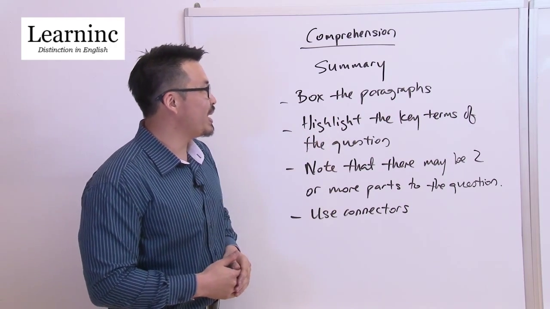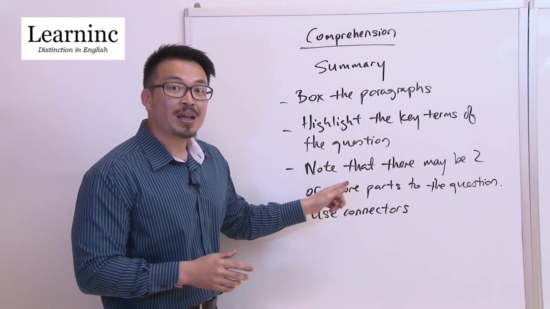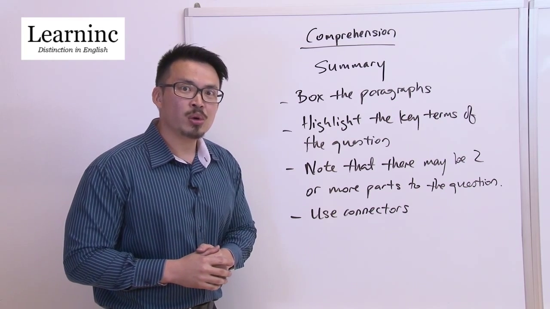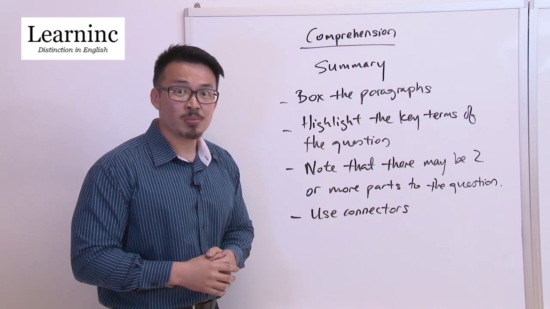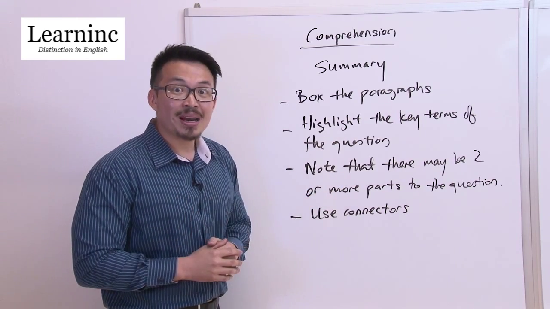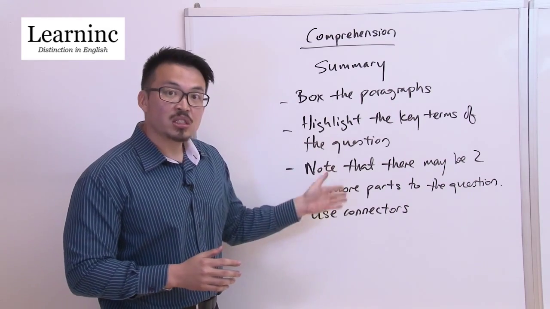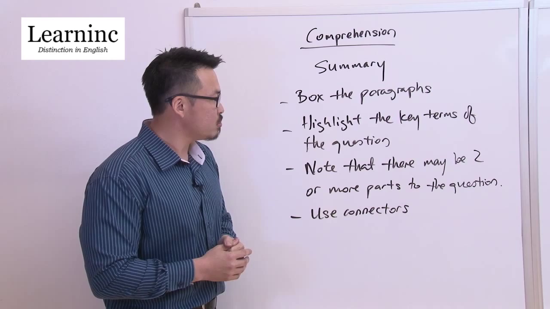Next, you will highlight the key terms of the question. I want you to take note because there sometimes may be more than one part to a question. I've seen perhaps 2 to 3 parts in a summary question before. You need to understand that there are different parts. Write them down by the side of the passage so that you can constantly refer as you read the paragraph, as you read the passage.